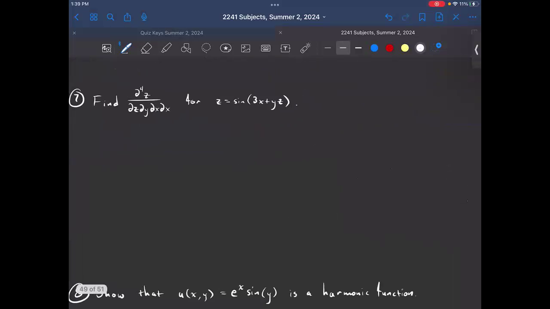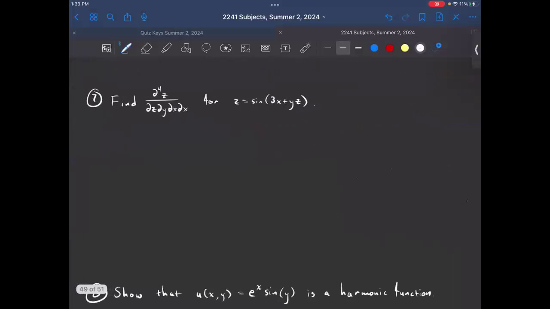Down here, let's go ahead and compute a fourth derivative. At this point, we've kind of got the idea. We're just applying derivative rules over and over again. So zx is cosine of 3x plus yz times 3. So we'll put the 3 up front. zxx is minus 9 sine of 3x plus yz.